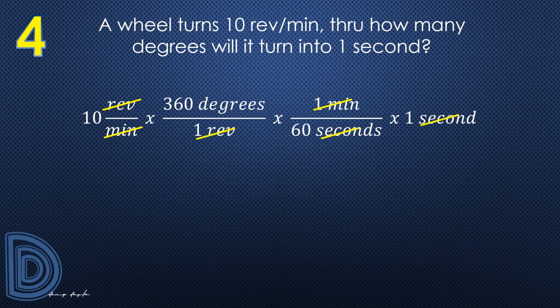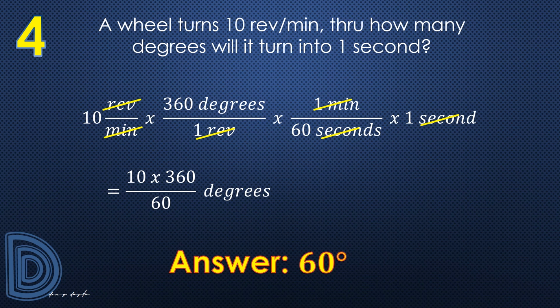We have to evaluate the remaining values. So that is 10 times 360 over 60 degrees. So that is equal to 60 degrees because 360 over 60 is 6 times 10, 60 degrees.